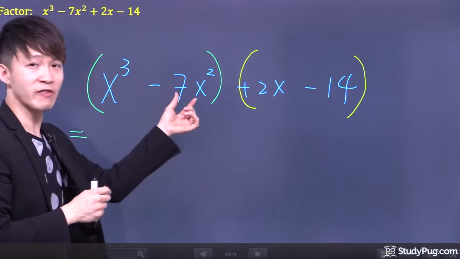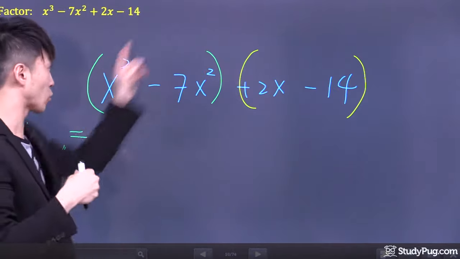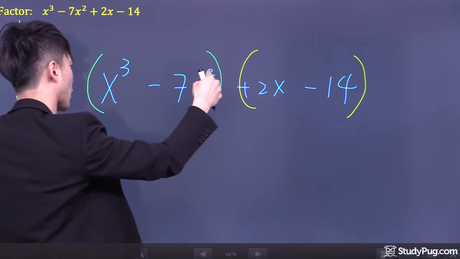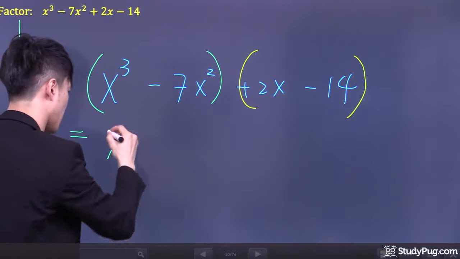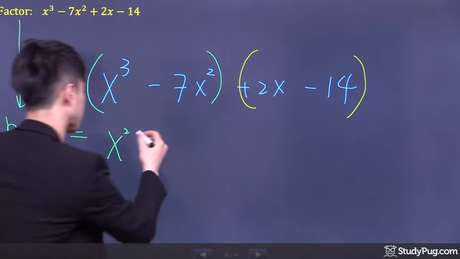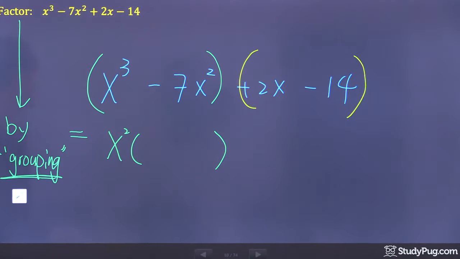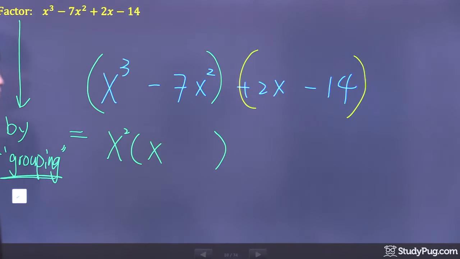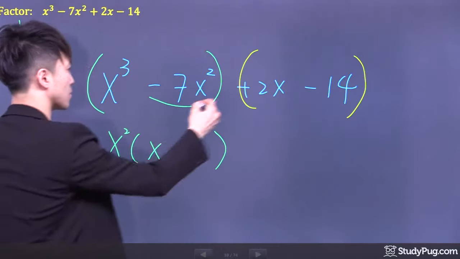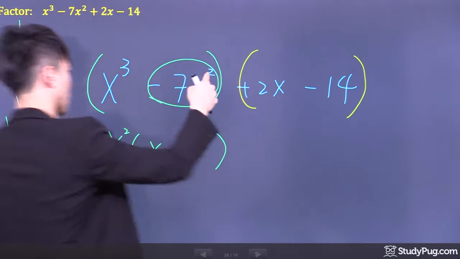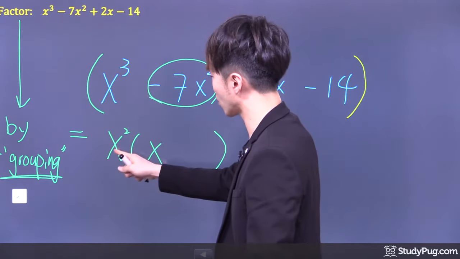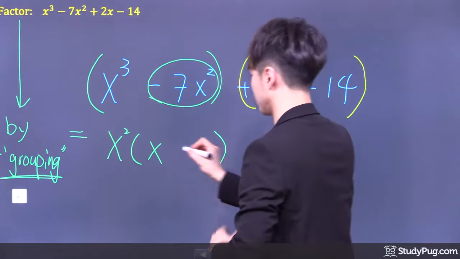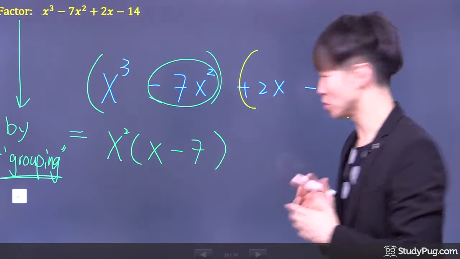Is there any common factor we can take out within the green family? Well, between x cubed and x squared, we can factor out x squared, right? And what do we have left? Well, let's see, guys. x cubed divided by x squared, we have x, right? How about the second term? Negative 7x squared, after we factor out the x squared, what do we have left? Negative 7, right? Okay? Cool.